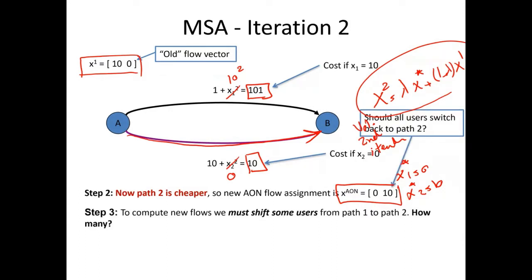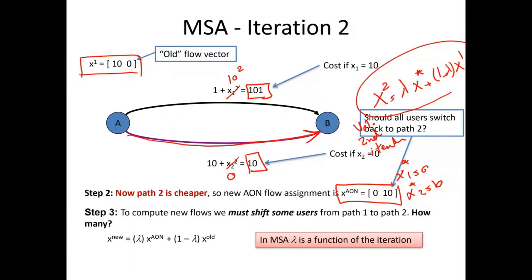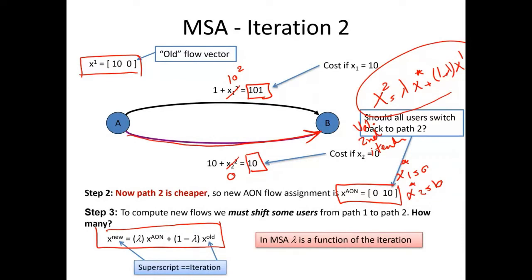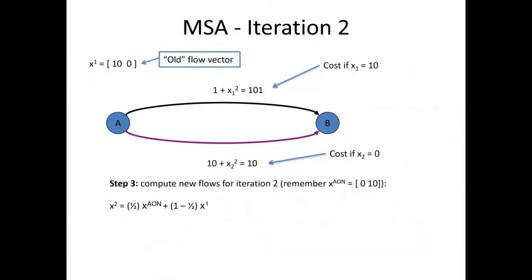But now the question is, when we want to get the second iteration volumes, how many people should we shift from one path to the other path? And we're going to work with the MSA formula, which I just talked about. In this case, because we are at iteration 2, lambda is 1 over 2, meaning that you can switch half of the people from one route to the other route. So at iteration 2, we shift half of the people.